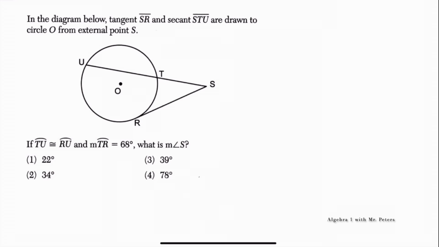We know that arc TR is 68 degrees, but we don't know the other two. So let's say we use x. So we could have the equation 2x plus 68 is equal to 360. Once we solve, we're going to get x is equal to 146 as an answer. So we know that both of these arcs, they're the same.